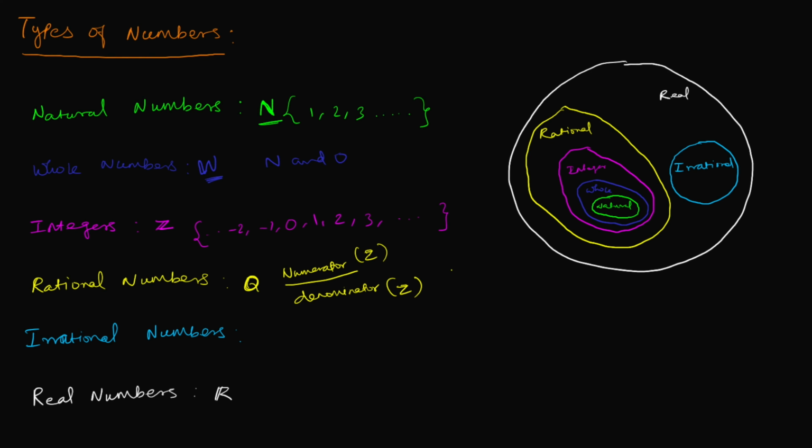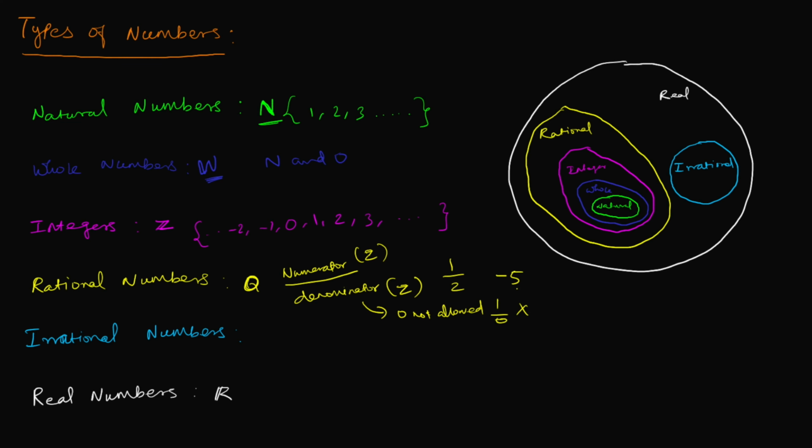So for example, if we write 1/2, then this is a rational number. We cannot have 0 for the denominator. 0 not allowed. So 1/0 is not a valid number.